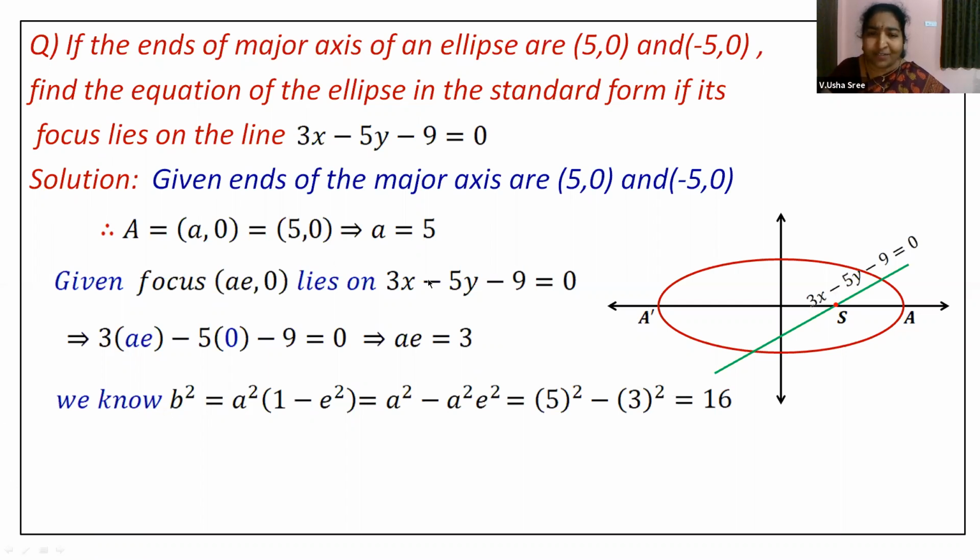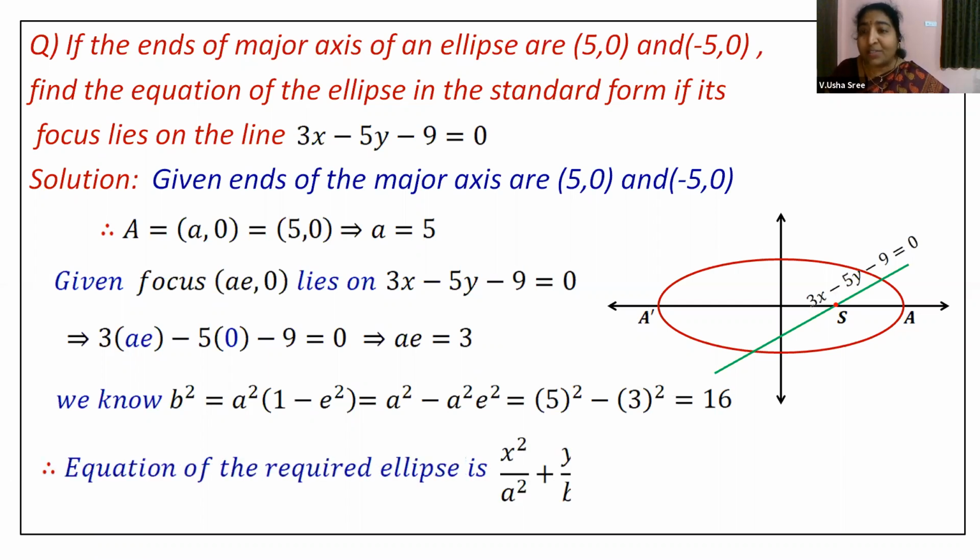That's enough. Once we know what is the value of a square and b square, you can write the ellipse equation. Therefore, equation of the ellipse is x square by a square plus y square by b square equal to 1. That implies x square by 25, isn't it? 5 square is 25, plus y square by 16 is equal to 1. The problem is simple. Hope you have got the logic in this problem. We are not doing any magic. We are making use of the basic concepts we have studied in the previous class.